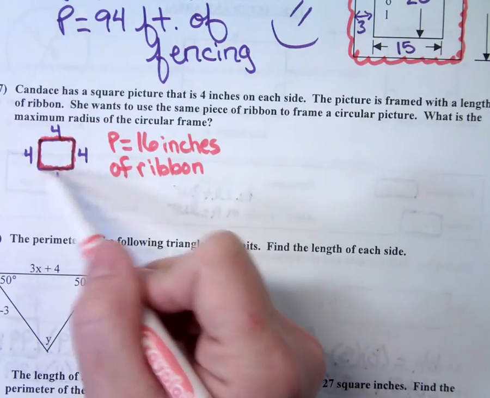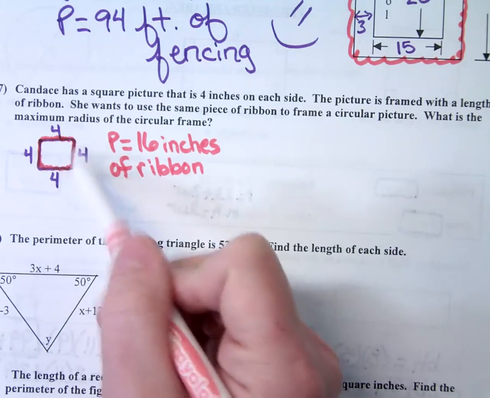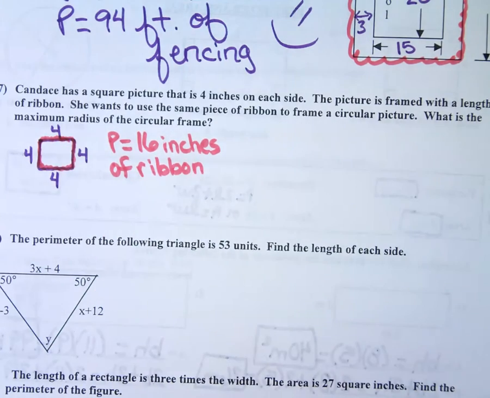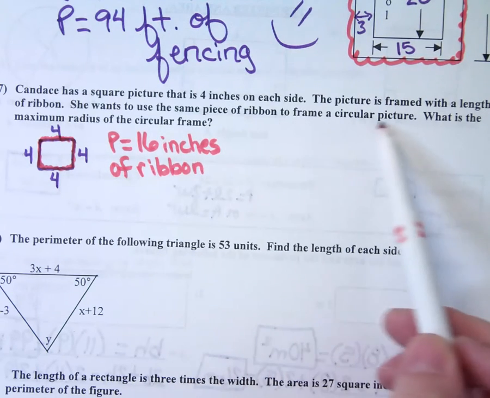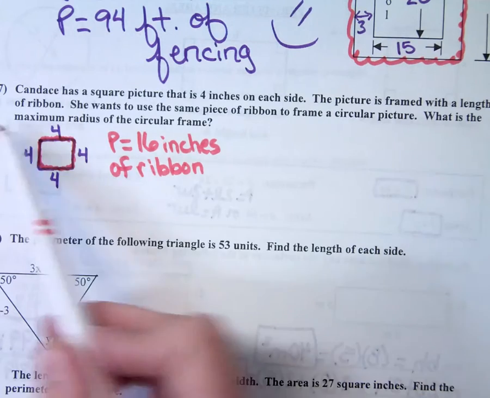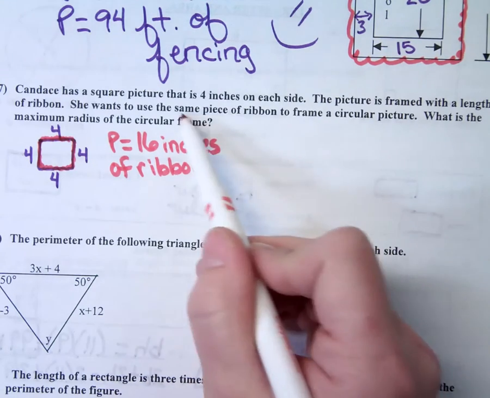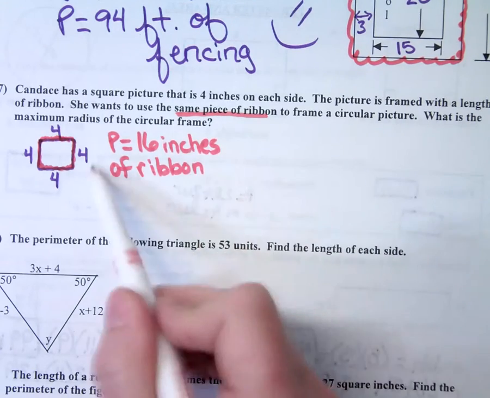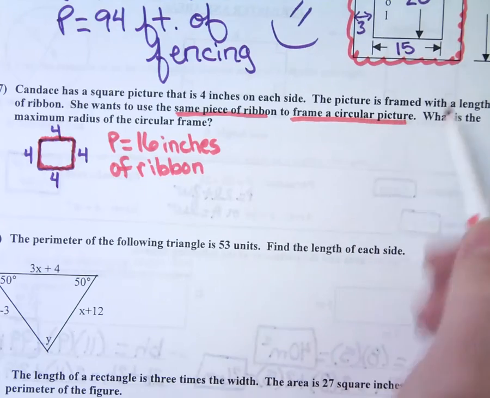Okay, so she has ribbon all the way around here. So she has 16 inches of ribbon around her picture frame. Then she wants to use the same piece of ribbon to frame a circular picture. What's the maximum radius of the circular frame? So she wants to use this same 16-inch piece of ribbon to frame a circular picture.